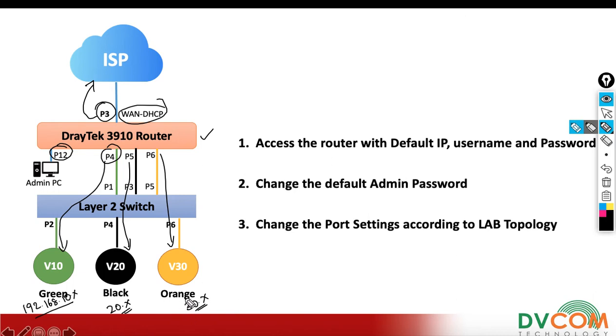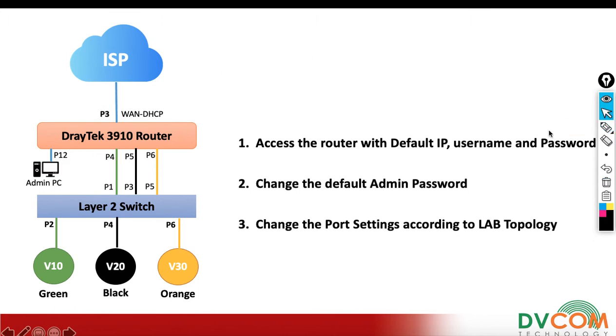And for VLAN number 10, I'm going to configure 10.1 as the gateway. For VLAN number 20, 20.1 as the gateway. For 30, 30.1 as the gateway. And I'm going to configure the DHCP as well as DNS in my DrayTek router. Let's go and see how I'm going to do this lab.